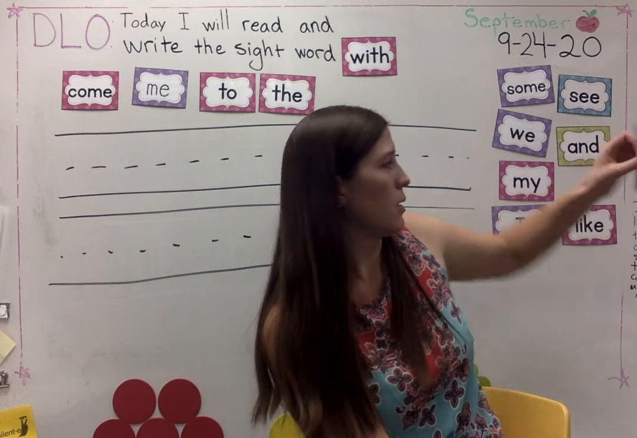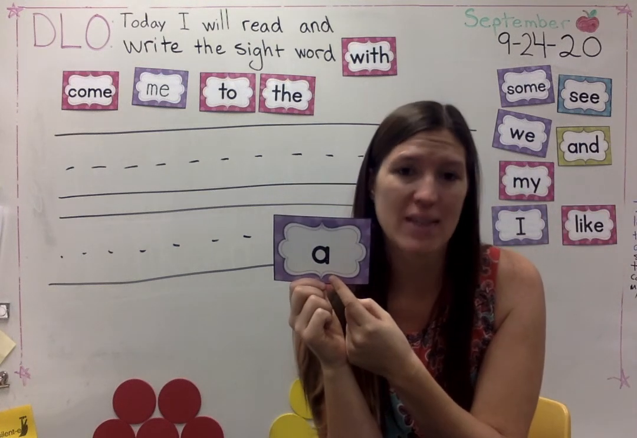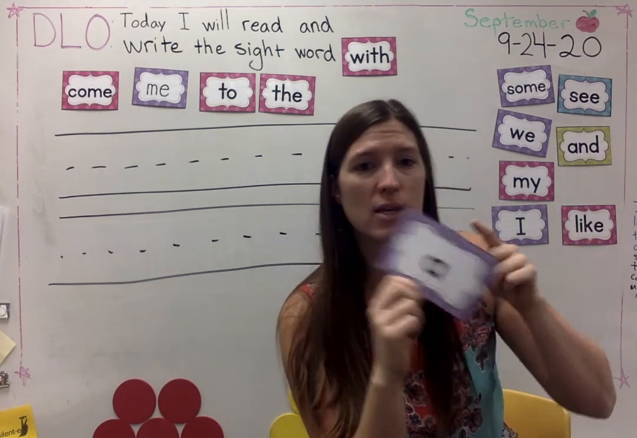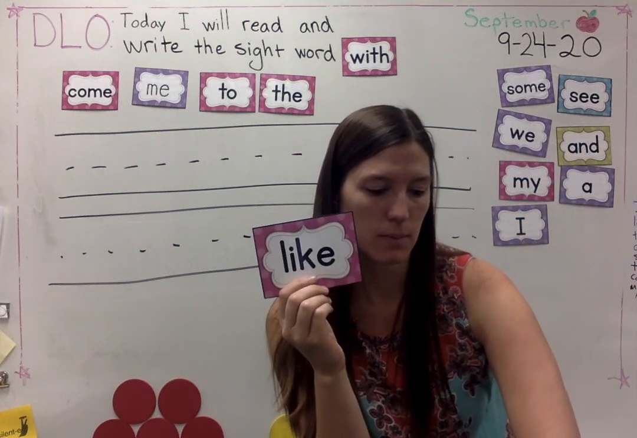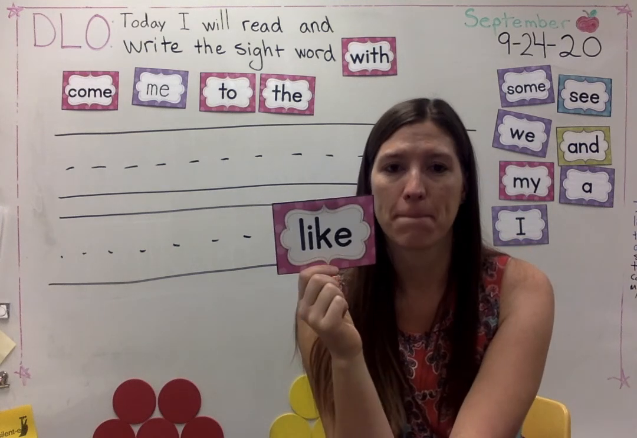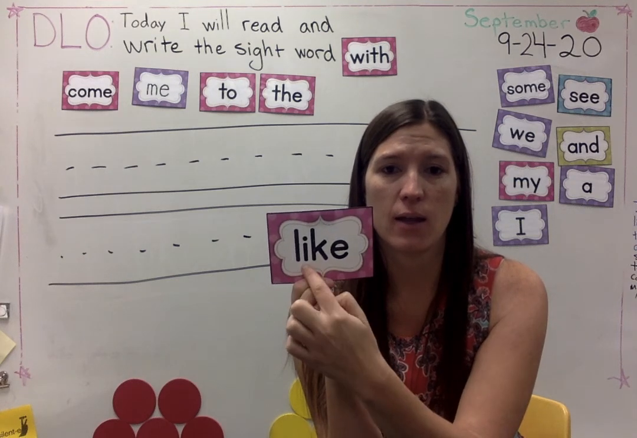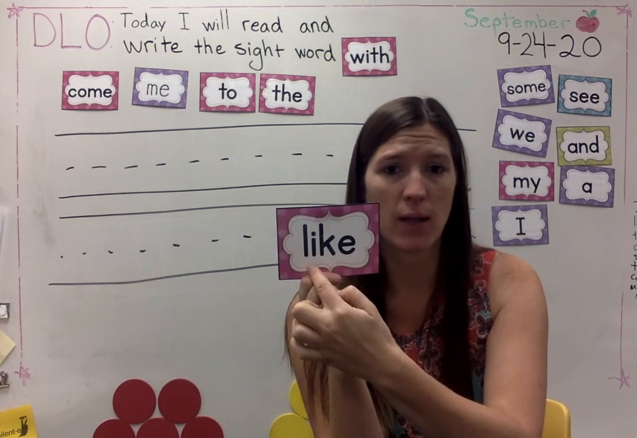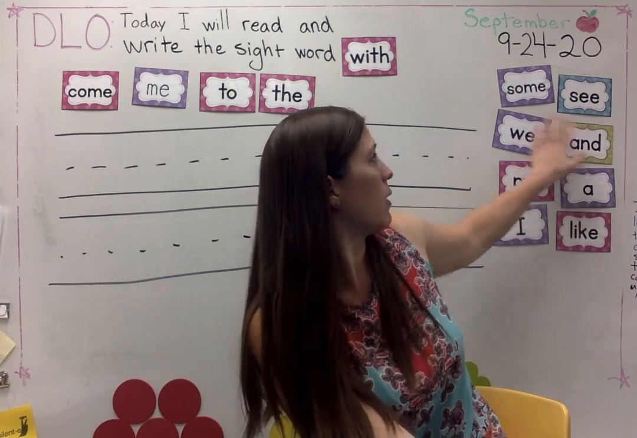A. The word is a. The letter is A. Here's a hot dog in a bun. I can only eat just one. Like. L-I-K-E spells like. L-I-K-E spells like. Hi-ho, did you know L-I-K-E spells like? All right, that's just a quick warm-up.